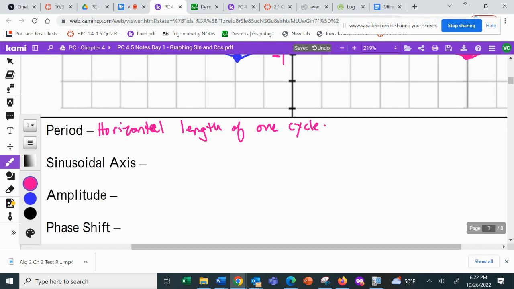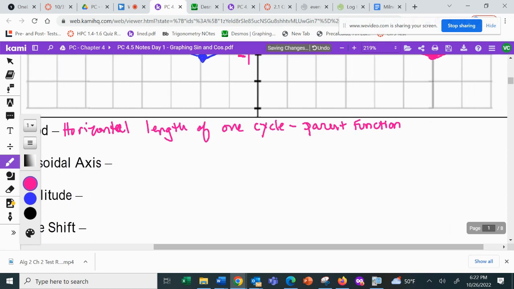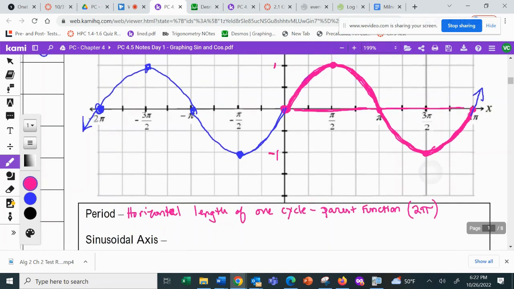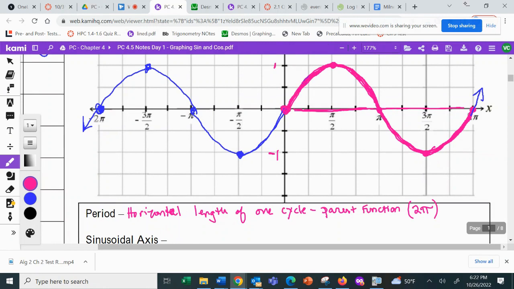In the parent function, so before we do any transformations, the parent function will have a period of 2 pi. So that's the parent function length. And you can see that from our graph. It starts at 0 and it ends over here at 2 pi. You think about one time around the circle, starts at 0, ends at 2 pi.